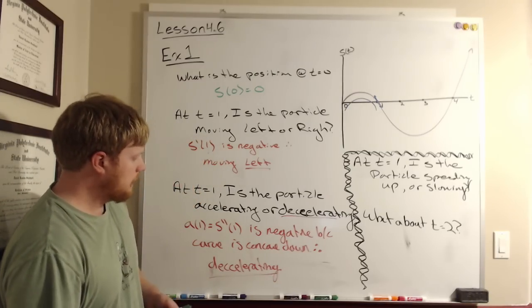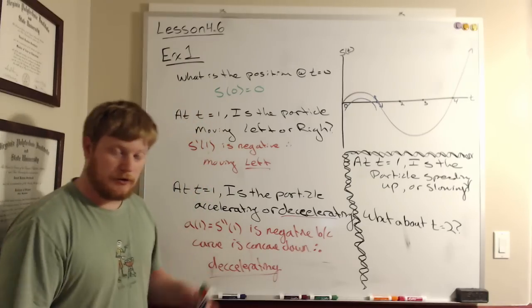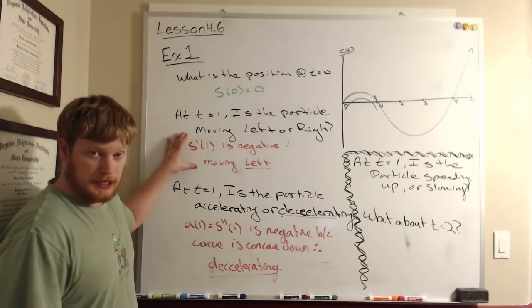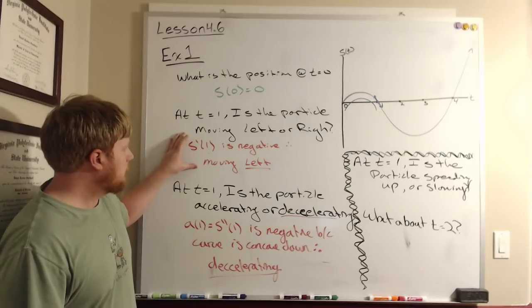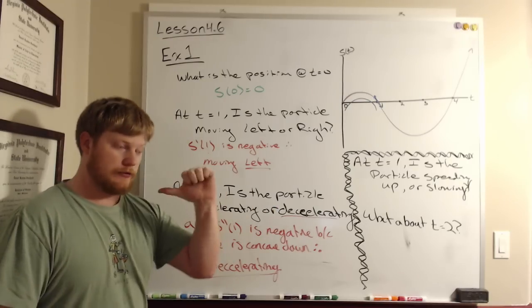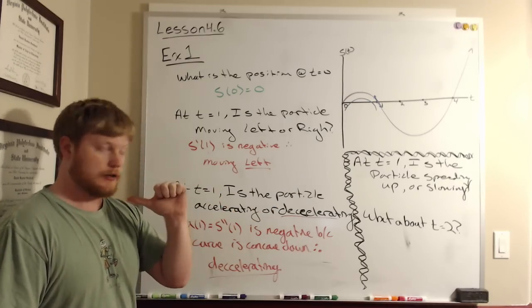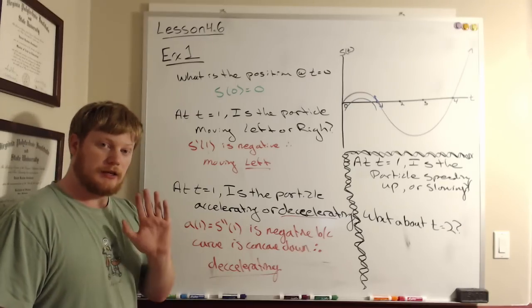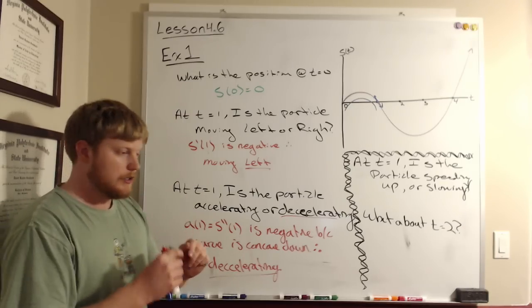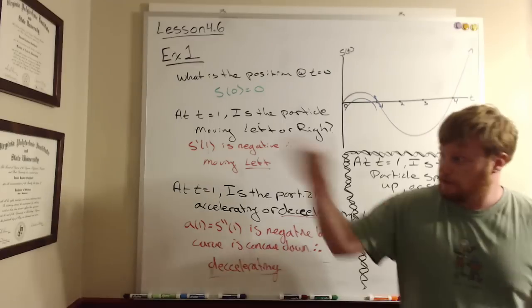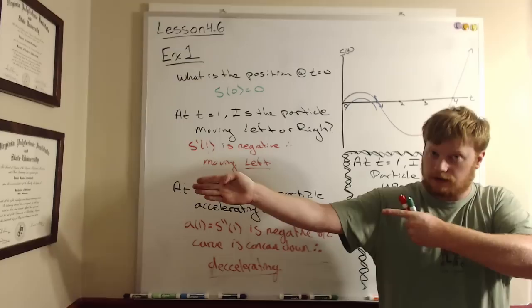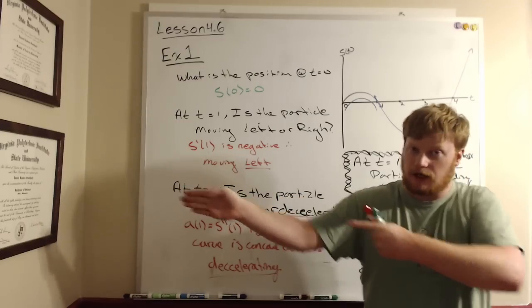Now, putting those two things together, in what we talked about briefly in the vocabulary, at time t equals 1, the particle is moving to the left and decelerating. The velocity is negative, the acceleration is negative, they have the same sign, so I'm moving in this direction, and my acceleration is in that direction. So I'm speeding up.